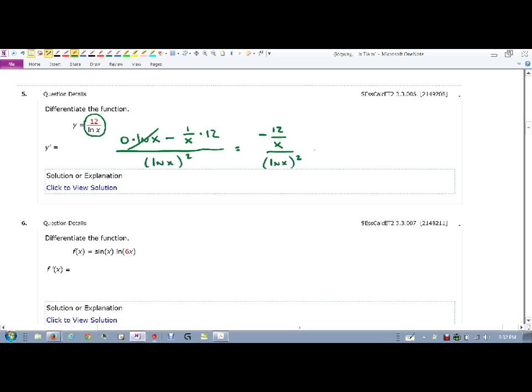And then you could basically look at that as being over 1 and then flip and multiply. So you get negative 12 over x natural log x squared.